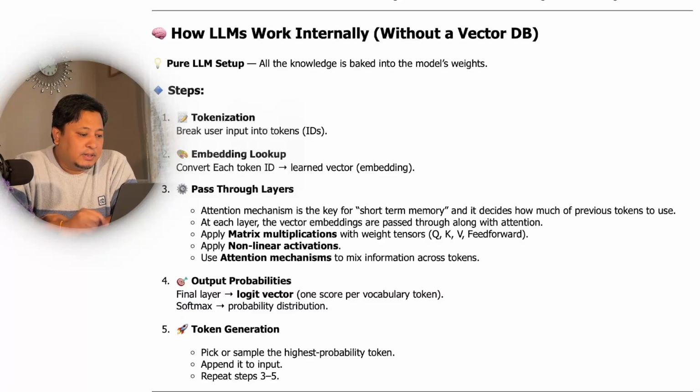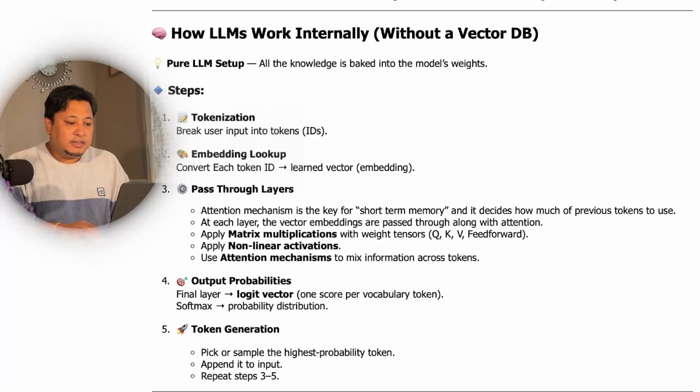The fourth step is the output probabilities. In this, the output tensor from the previous layer goes through a probability distribution process called softmax. And then in the fifth step, it picks the highest probability token. The fourth and fifth steps mean that if you generated a good response, then it returns that response back to the user. However, if you feel that the response is not good enough, then it can repeat the process. This is how an LLM works internally without a vector database.